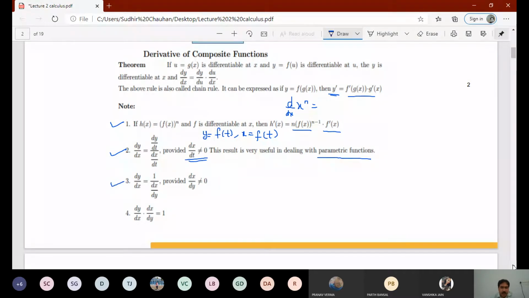Number 3, dy by dx can be written as 1 by dx over dy, provided dx over dy is not equal to 0. We can reciprocate this, and it can be obtained as 1 upon dx upon dy. If it is possible to find dx by dy easily, then we find dx by dy and then we can find dy by dx. And the next property is that dy by dx multiplied by dx upon dy is equal to 1.